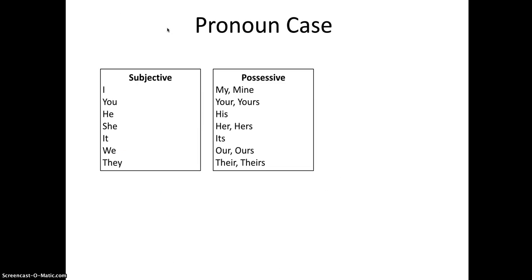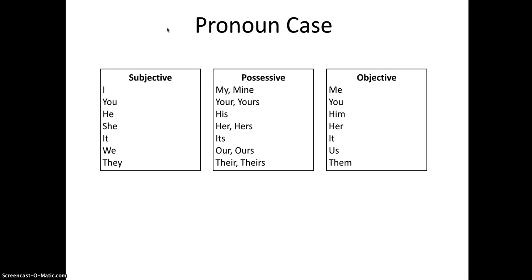To explain why it is correct to say "Sue and me" in the last sentence rather than "Sue and I," we have to understand a little about pronoun case. In English, we essentially have three cases: subjective, possessive, and objective, but we will mostly focus on the subjective and objective cases in this lesson. The possessive case is pretty self-explanatory. We use the possessive pronouns when we want to explain that an item belongs to someone. For example, "That is my computer."